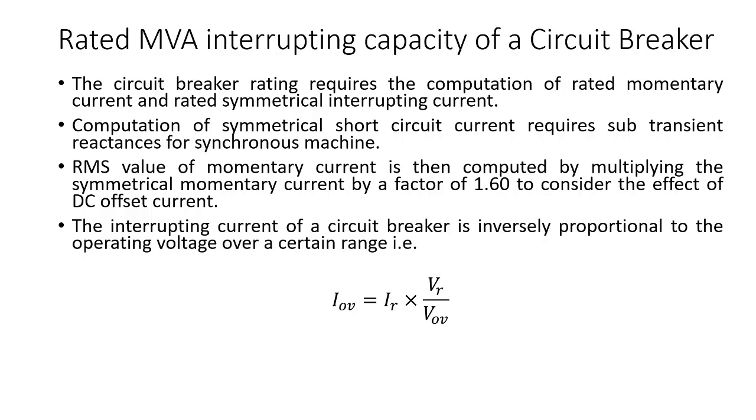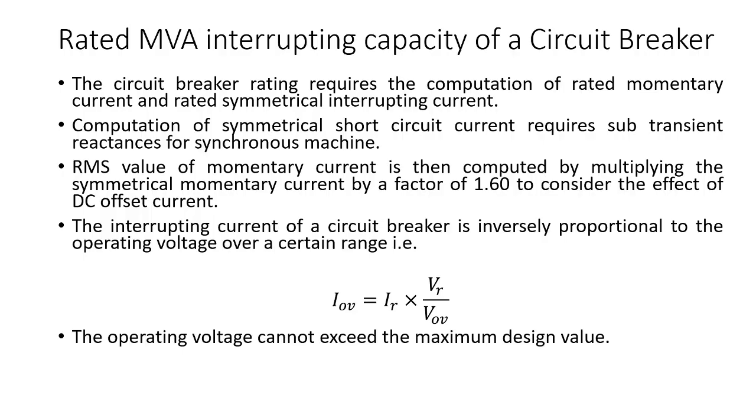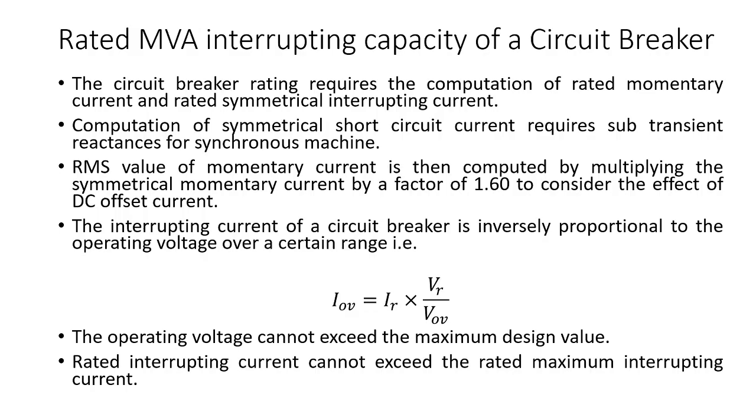Where IOV is the current at operating voltage, IR is the current at rated voltage, VR is the rated voltage, and VOV is the operating voltage. The operating voltage cannot exceed the maximum design value, and the rated interrupting current cannot exceed the rated maximum interrupting current. So previously we have a design value for the operating voltage and the rated maximum interrupting current.